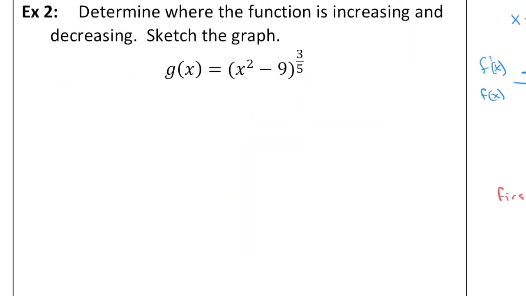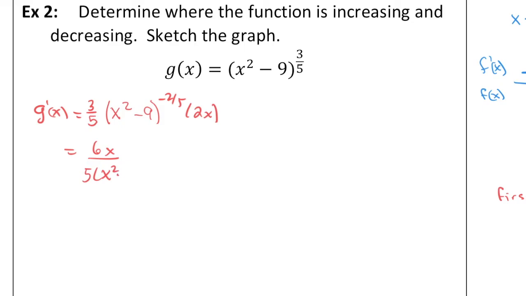For example 2, we want to determine where the function is increasing and decreasing. So let's find a derivative first. G prime of x is going to be equal to 3/5 times x squared minus 9 to the negative 2/5 multiplied by 2x. Nice little chain rule for us. Simplify the expression so that it's easier to use. We're going to rewrite it as 6x over 5 times our x squared minus 9 to the 2/5.